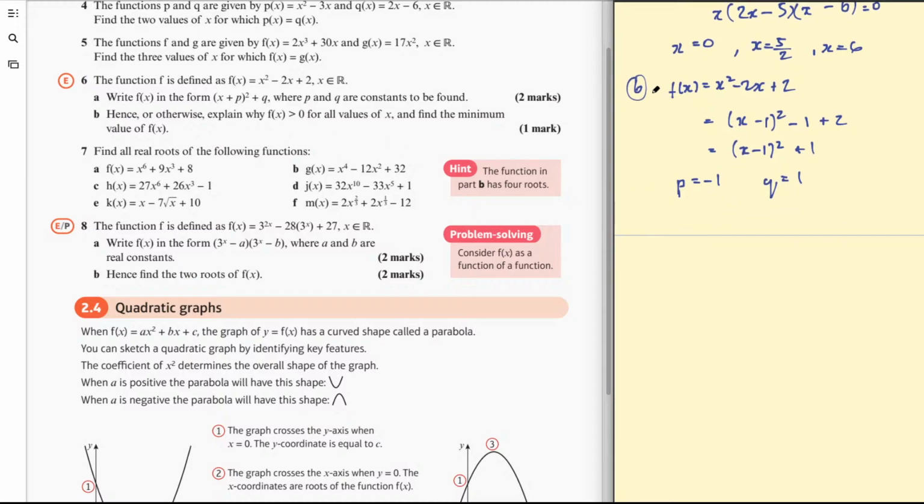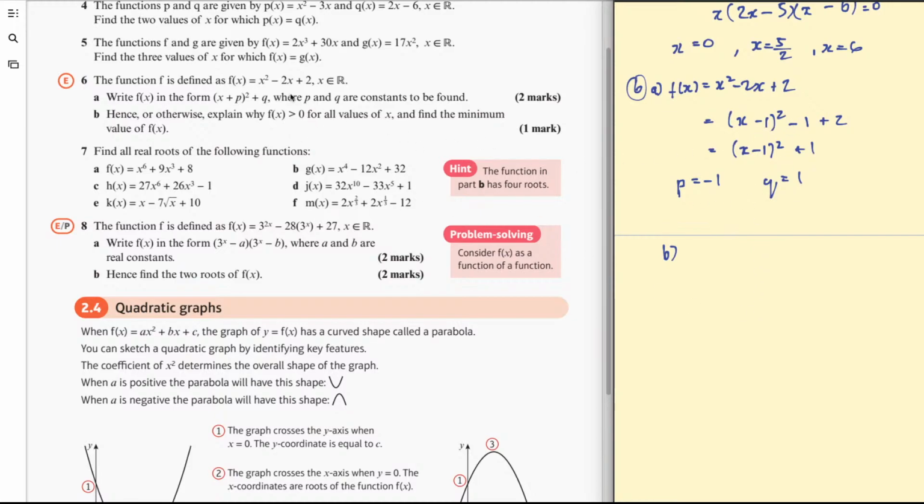So that was part A of 6. Part B says explain why f of x is greater than 0 for all values of x and find the minimum value of f of x.